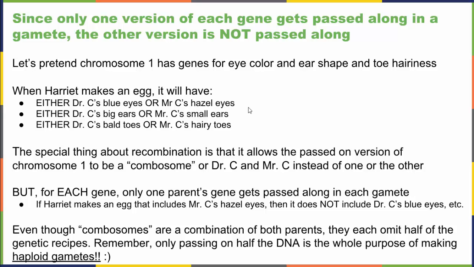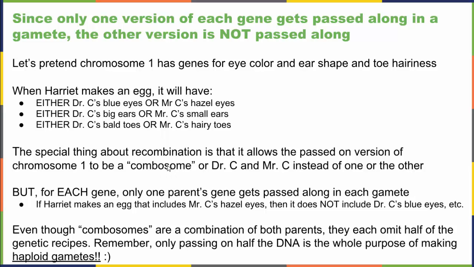But because we make these combosomes, we could pass along blue eyes, small ears, and hairy toes, or we could pass along hazel eyes, big ears, bald toes. Basically you have to just pick one of each recipe. One of these two eye recipes, let's say blue. One of the ear recipes, let's say big. One of the hair recipes, let's say hairy toes. So that would be blue, big, and hairy all together. You just have to make sure you get one copy of each recipe.